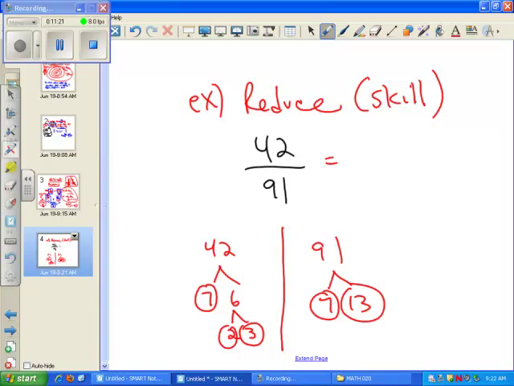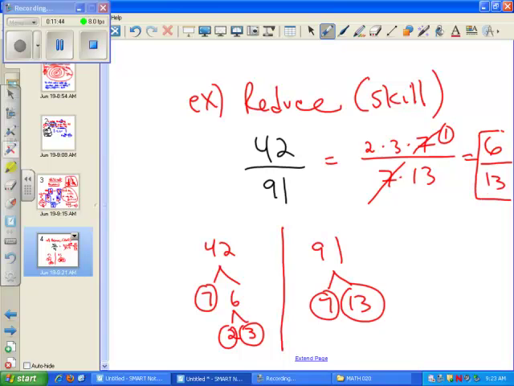So now we'll write the prime factorization of 42, which is 2 times 3 times 7. Prime factorization of 91, which is 7 times 13. And what are the common factors? Yep, so we'll wipe those out because anything divided by itself is 1. What's really happening there is you're getting a 1. So 2 times 3 is? And you're left with 13. Good, so we have 6/13.